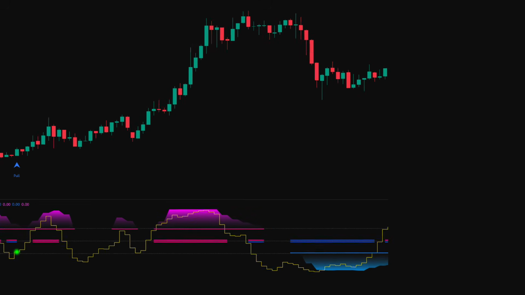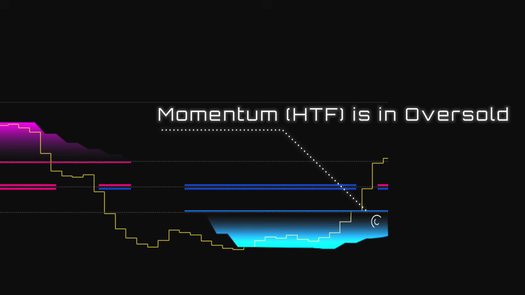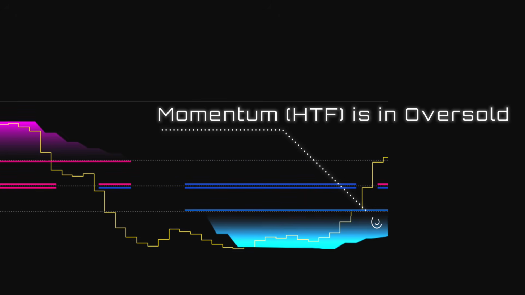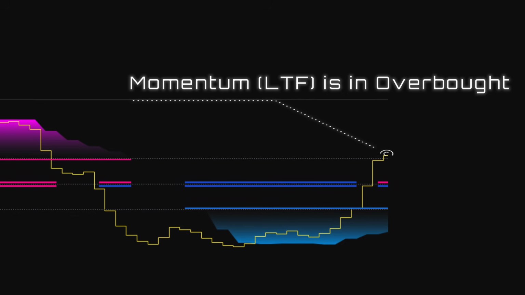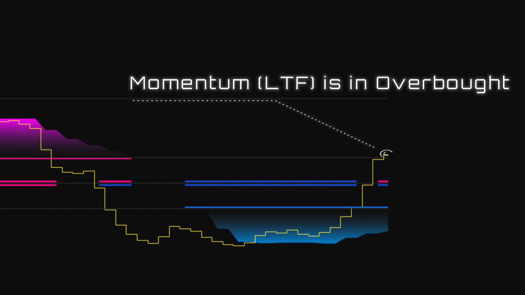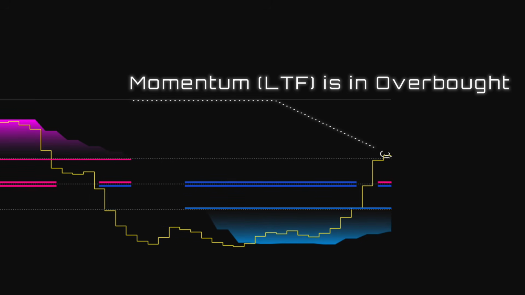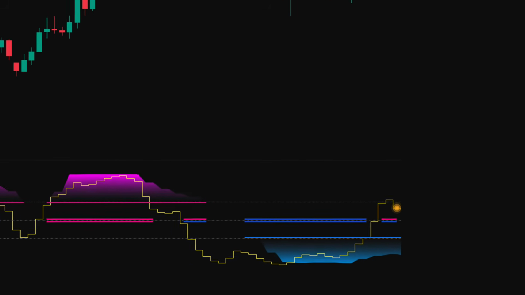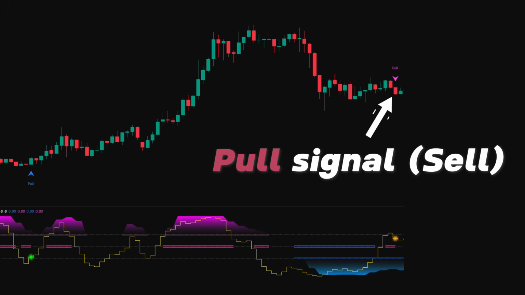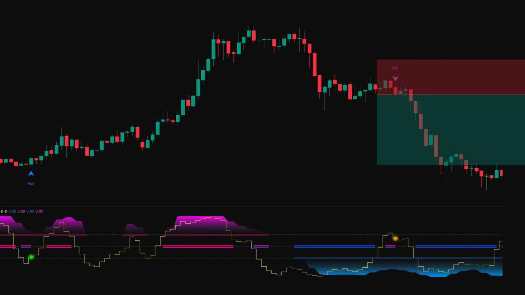Conversely, for a pull-down signal, the appearance of a blue block on the chart indicates that the higher time frame momentum has entered the oversold zone. At the same time, the lower time frame momentum is sitting in the overbought zone. This suggests that the smaller time frame is likely to align with the larger one. As the higher time frame shows strong signs of weakening, this becomes the perfect moment to leverage that bearish momentum and take a sell entry on the lower time frame with the down pull signal.